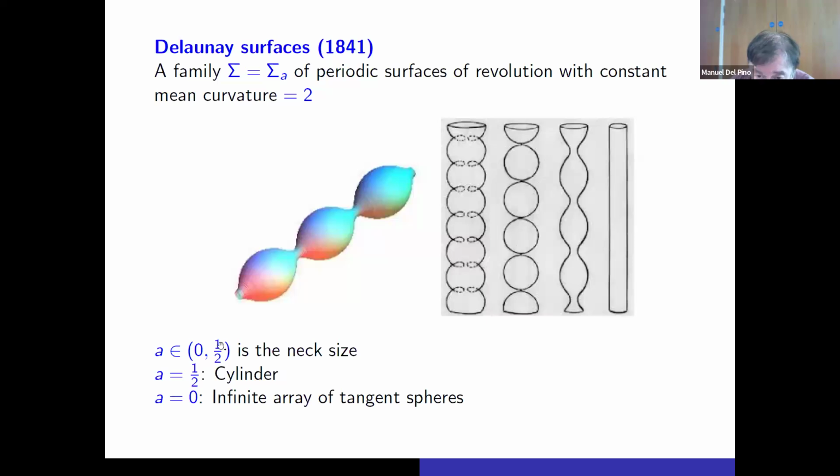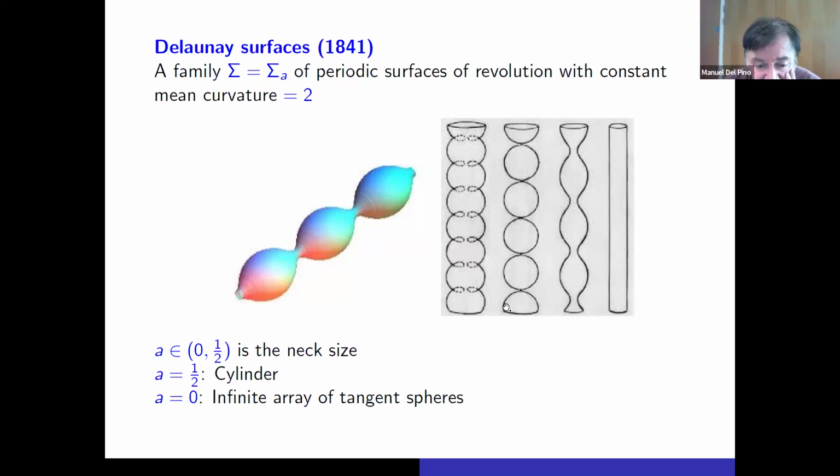When A is 1/2, you are in the case of the cylinder, okay? Because remember the mean curvature is 2, and this mean curvature 2 is what you will see when the neck size is exactly 1/2. But when the neck size starts decreasing, you start seeing a shape like this. And as A goes to 0, when the neck size goes to 0, what you see is an array of spheres, an infinite array of spheres. These are periodic and infinite.